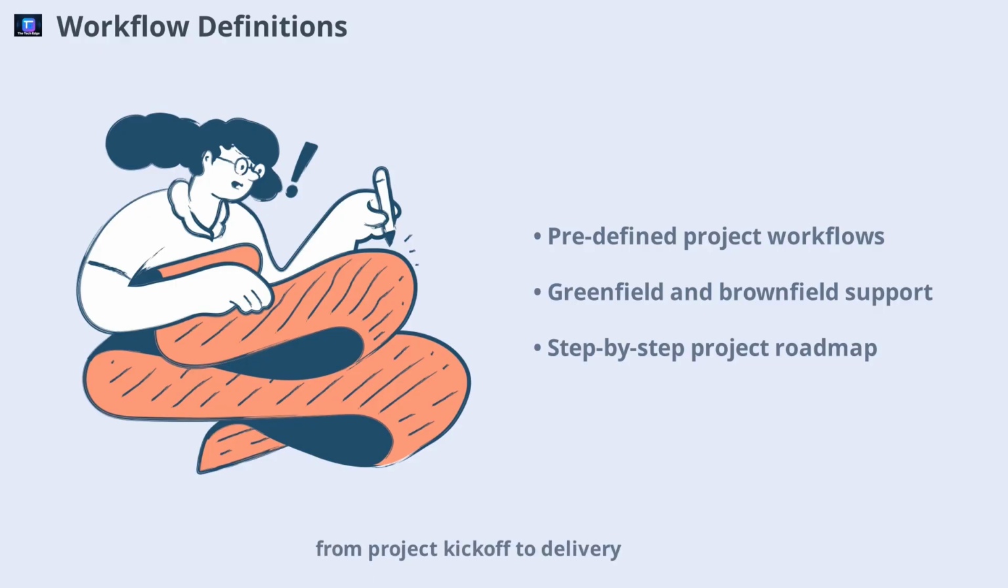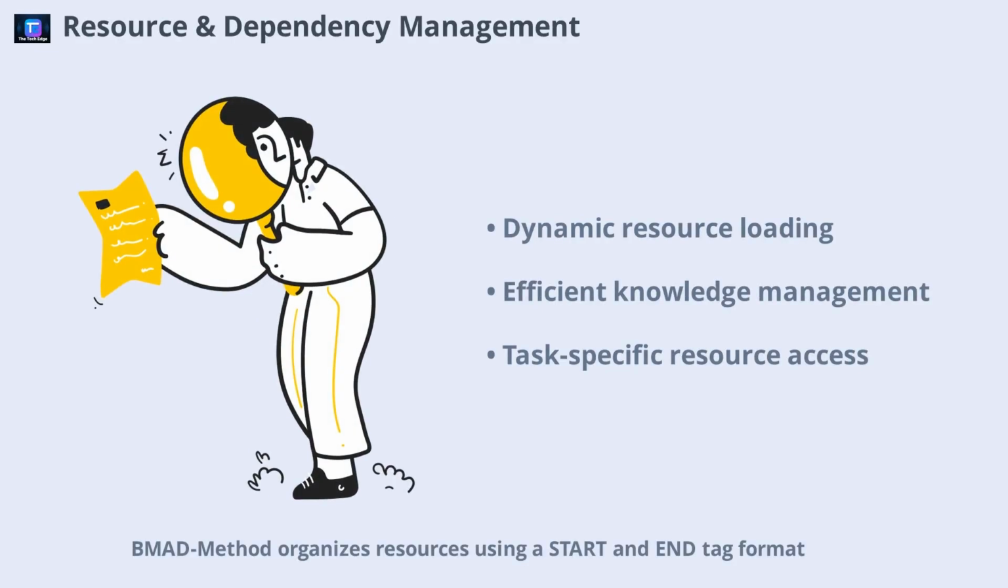The BMAD method organizes resources using a start and end tag format, with file paths pointing to specific agent or orchestrator files. This allows the AI to dynamically load only the resources needed for a particular task, keeping the system efficient and focused. It's like having a smart knowledge base that brings up the right checklist, template, or document exactly when you need it.